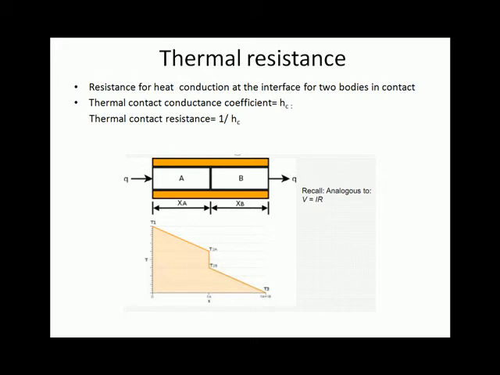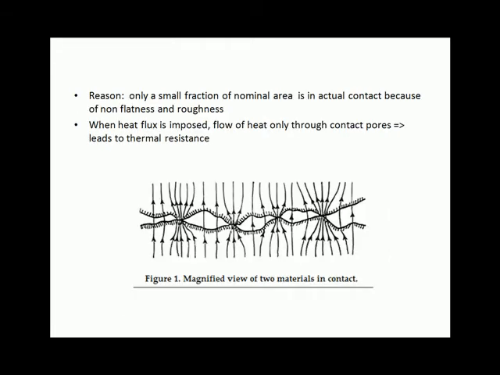Thermal resistance is the opposition offered to the heat flow whenever two bodies are in contact. But why does this resistance come into the picture at all? The reason is that due to surface roughness, only a small fraction of the surface area can be in actual contact, and so there is a temperature drop at the interface, which leads to the thermal resistance.